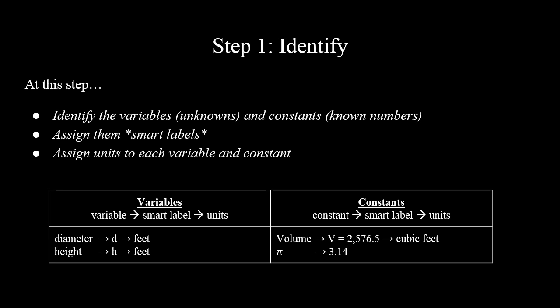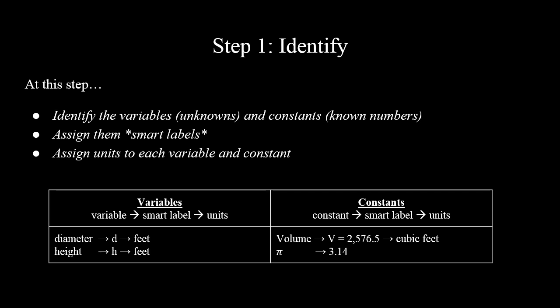So let's think about the problem we were given. On the left side of my table, I've listed the variables, and on the right, I've listed the constants. If you look on the left side of my table, I have two variables, diameter and height. I do not know them. I was not given values for these in my problem. They are variables. They are unknown. So diameter, I've given the smart label D for diameter, and the units I was given in this problem are feet. I want to remain consistent, so I'm going to calculate my diameter in feet.